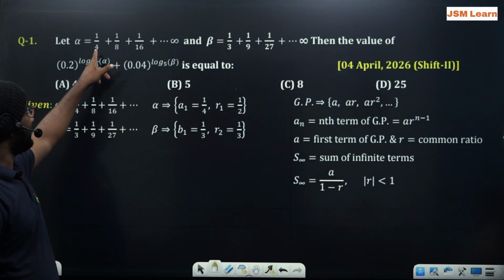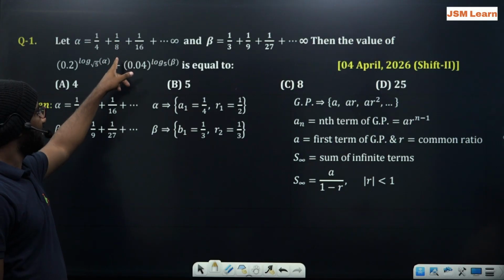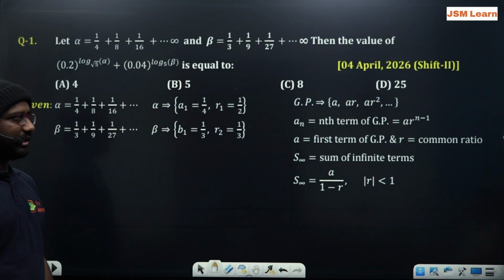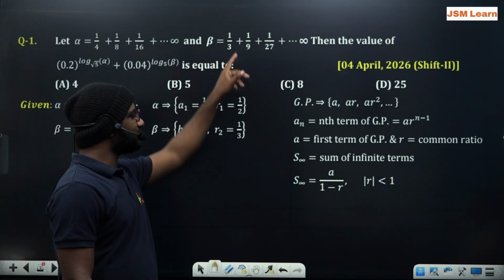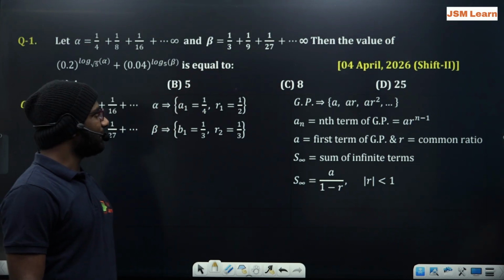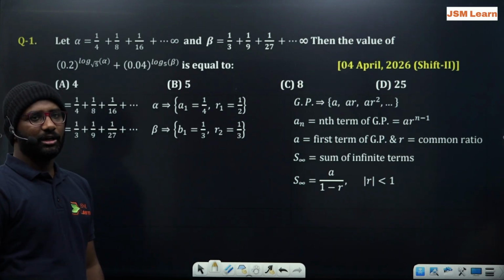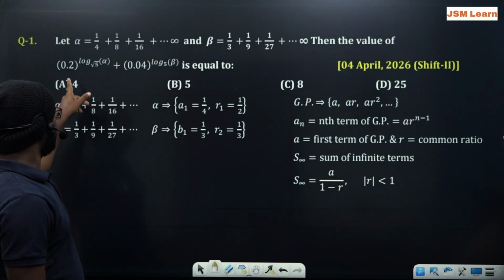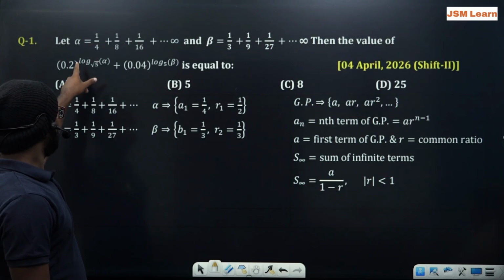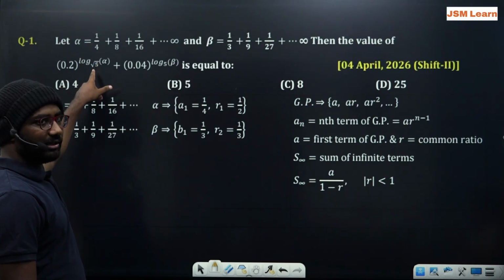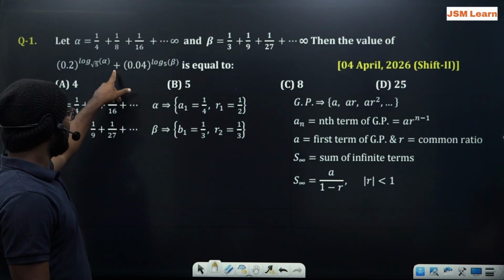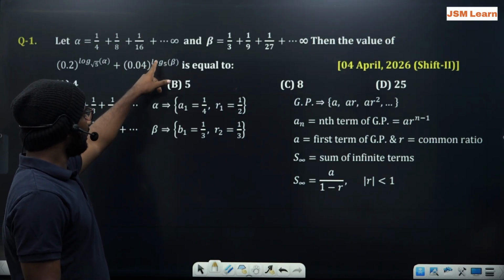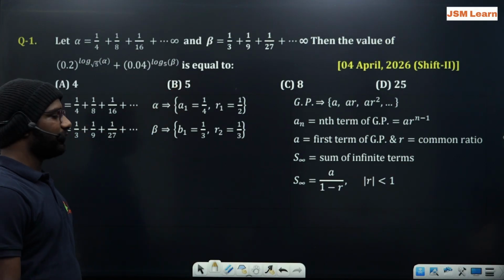Here alpha is given equals to 1 by 4 plus 1 by 8 plus 1 by 16 up to infinitely many terms, and beta is given equals to 1 by 3 plus 1 by 9 plus 1 by 27 up to infinitely many terms. Then we are going to find the value of 0.2 whole power log alpha with the base root 5 plus 0.04 whole to the power log beta with the base 5.